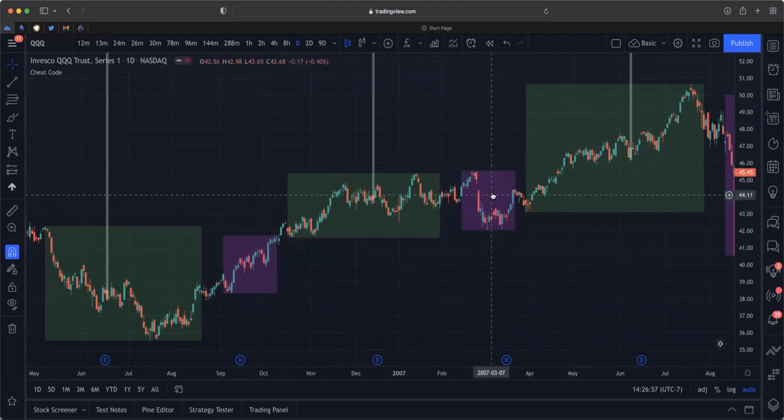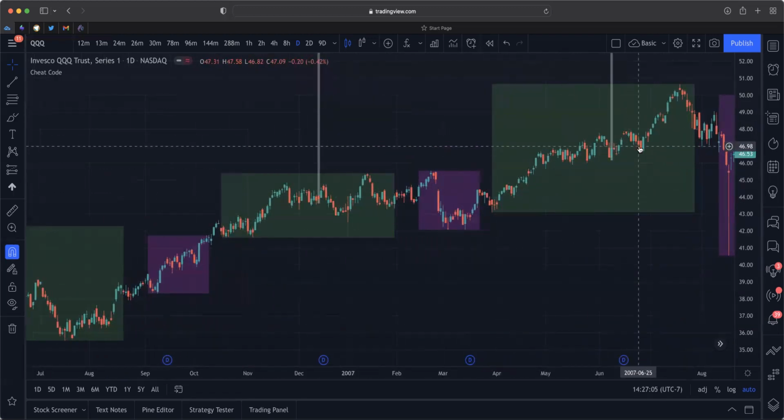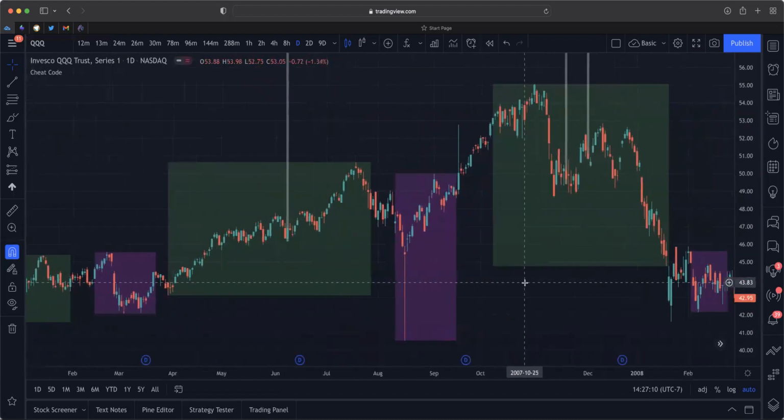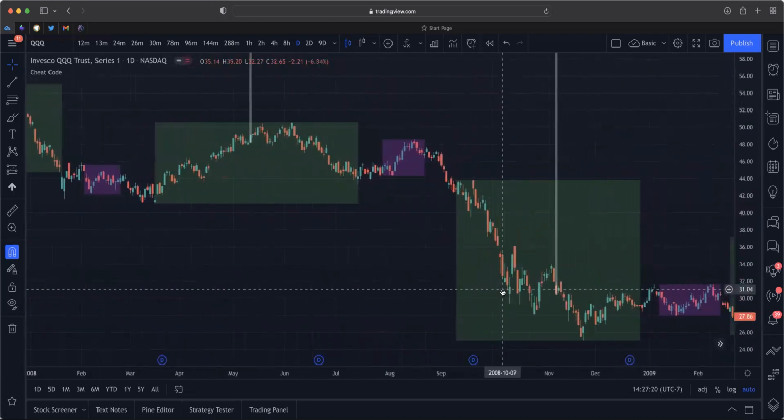Here's another good example of choppy purple behavior, kind of choppy consolidation. And then when we get into the green, we start to see a bit more trending. And then sometimes in purple, we see these big periods of volatility here. That's in 2007. So we're coming into the global financial crisis now.